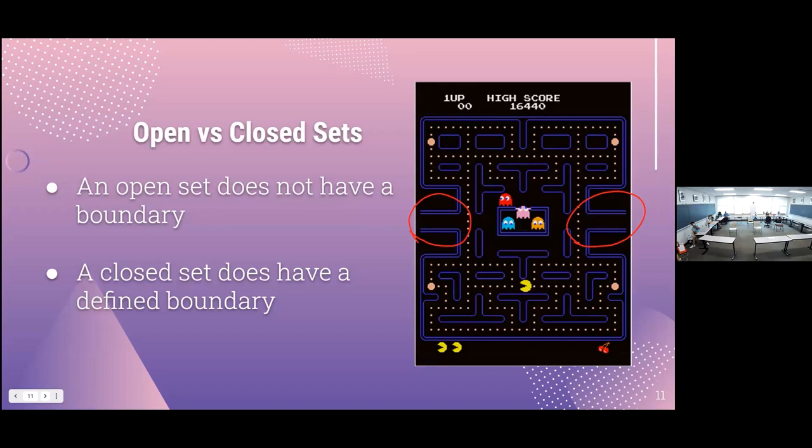And a closed set is a set that does have a defined edge or boundary. For example, if Pac-Man were to go up here and hit this top edge right here, he would stop. This is because there is a defined edge or boundary, making it a closed set.